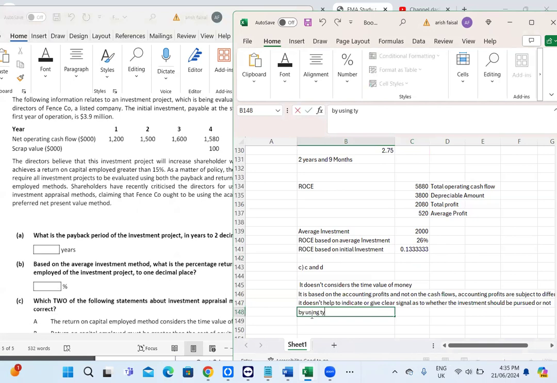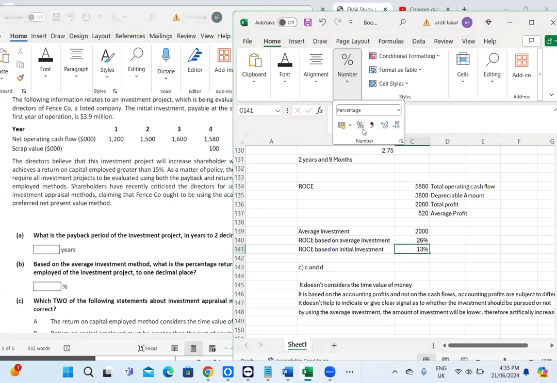By using the average investment, the amount of investment will be lower, therefore artificially increasing the return on capital employed. So from the initial perspective, you can see it's only 13%, but just because I used the average, immediately it increased by 13%. So these are the problems of using ROC.